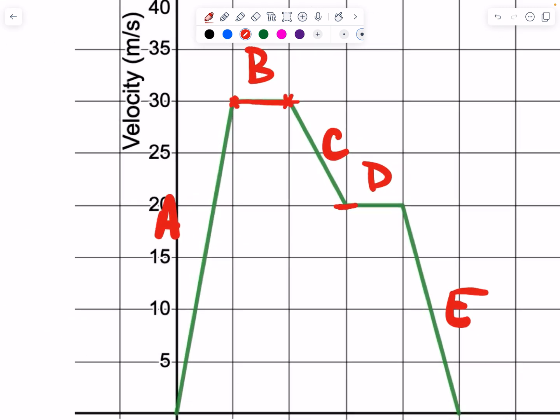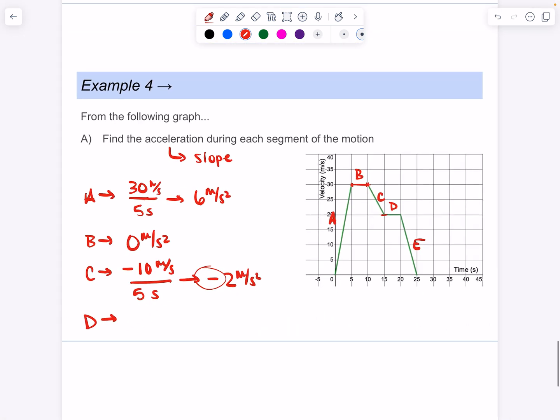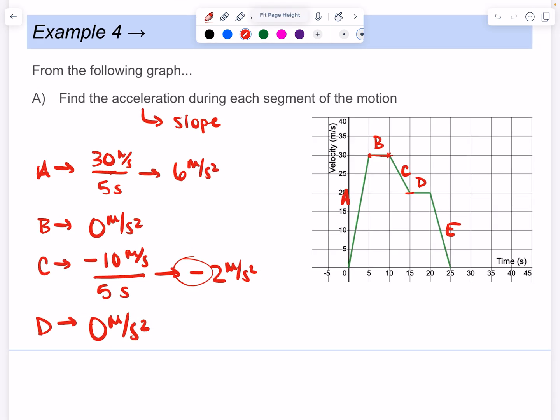At segment D, we have another straight horizontal line, slope of 0. So that means the object is not changing its speed during segment D. And if I'm looking at segment E, it looks like it's going from a velocity of 20 meters per second down to a velocity of 0. So that would be negative 20 meters per second in a time of 5 seconds. So it's an acceleration of negative 4 meters per second squared.